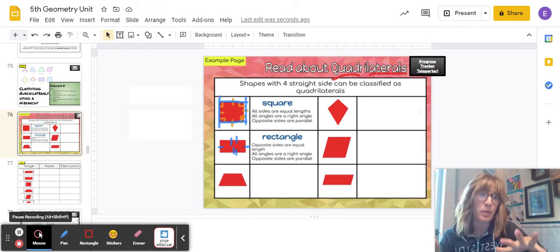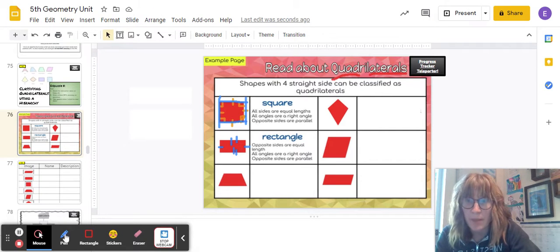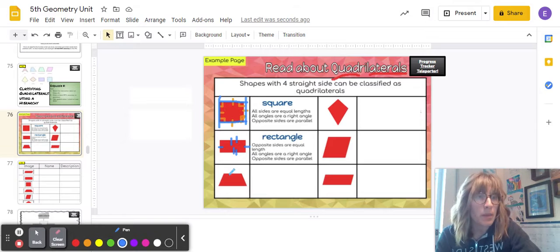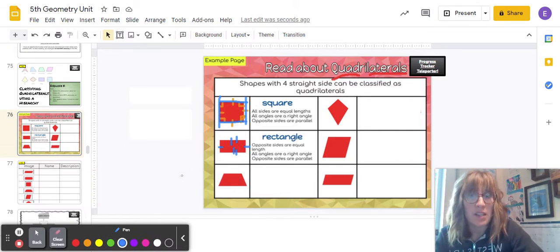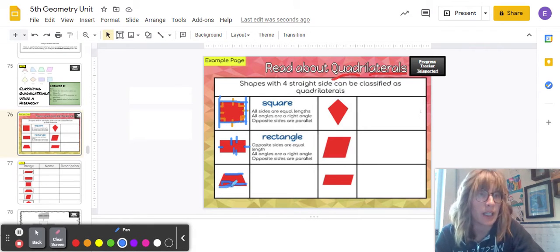So this guy here is a special one. So this is called a trapezoid. And what's unique about a trapezoid is the angles don't necessarily matter. You'll see there aren't any right angles in a trapezoid because the top base and the bottom base are going to be different lengths.